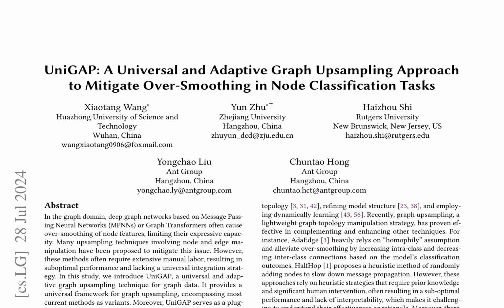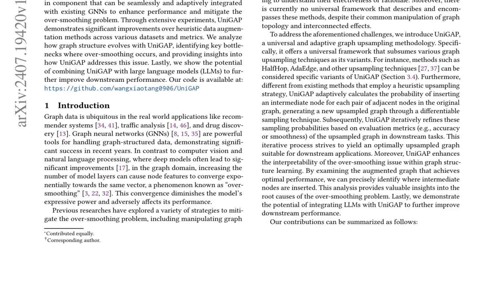Related work: oversmoothing represents a prevalent research issue within the realm of graphs, garnering significant attention recently. To assess the extent of oversmoothing, a variety of quantitative metrics have been established, including mean average distance, MAD, Euclidean distance, Dirichlet energy, and others. Previous research has explored various strategies to mitigate the oversmoothing problem, including manipulating graph topology, refining model structure, and dynamic learning.